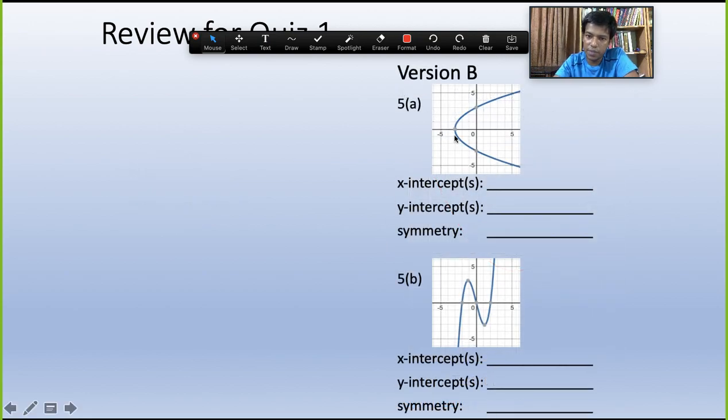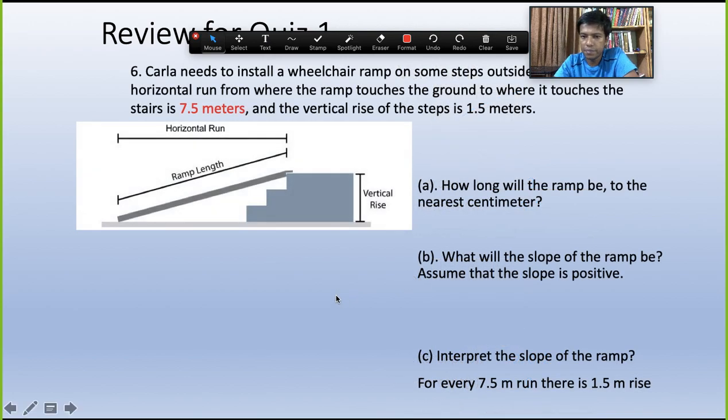What is the x-intercept here? This one is the x-intercept. What is the y-intercept here? This one and this one. What type of symmetry does it have? It has x symmetry. Okay, so like this. Answers are this. And this graph, what is the x-intercept? This and this. What is the y-intercept? Only this. What is the symmetry? It has origin symmetry, since the corners match. Okay, this way.